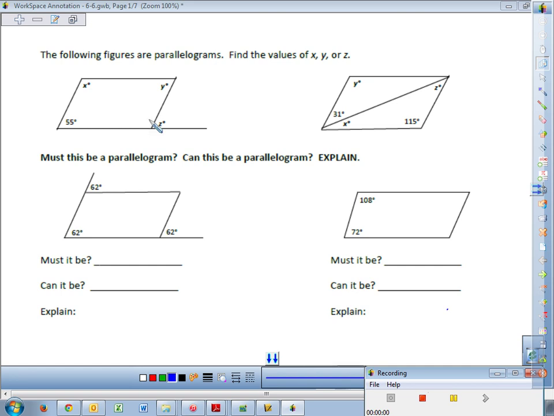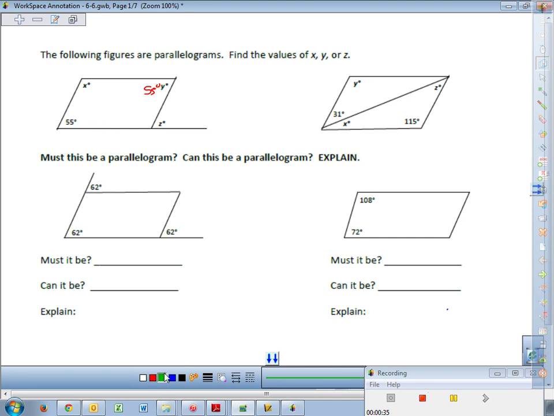Let's find x, y, and z. What do you want to find first? Let's find y, is what somebody said. What would y measure? 55 degrees. How come? If that's a parallelogram, shouldn't opposite angles be congruent to each other? What do you want to find next?